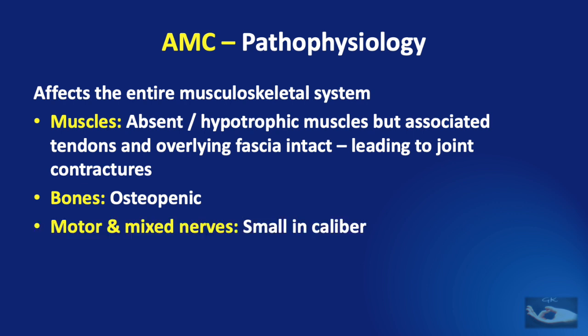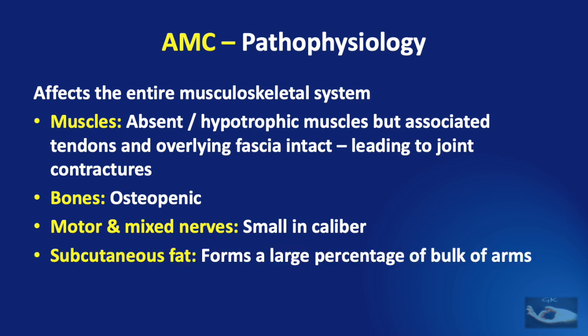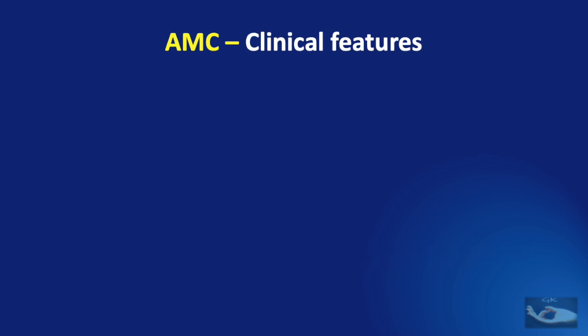The motor and mixed nerves are also seen to be smaller in caliber. Even the subcutaneous fat, which forms a very large percentage of the bulk of arms in children, is very much diminished. Now let us see the specific clinical features of arthrogryposis multiplex congenita.